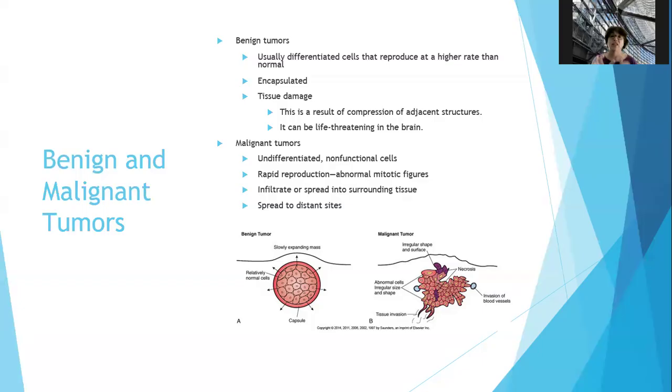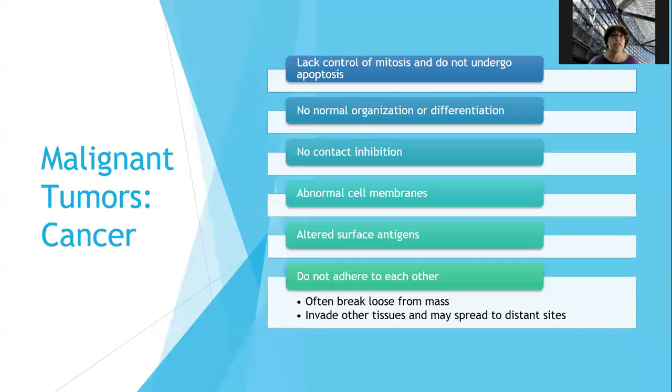Malignant tumors are the undifferentiated, non-functional cells. They reproduce rapidly. They're abnormal looking. They usually don't do their job. They're the bad coworkers. They don't like to stick together. They're not cohesive, and they don't have any contact inhibition with other cells. So normally cells are like, I don't want to go over there, that's not my area. But malignant tumor cells are like, I'm going over there, I don't care what you think. So they can infiltrate and spread into surrounding tissue, and they can infiltrate the blood and lymph system and spread to distant sites. So not good.